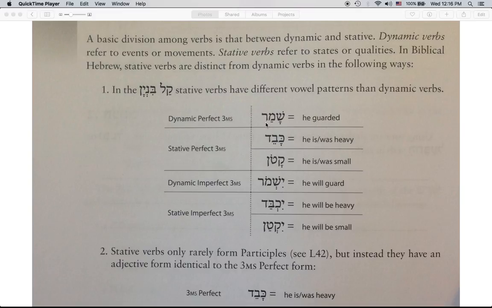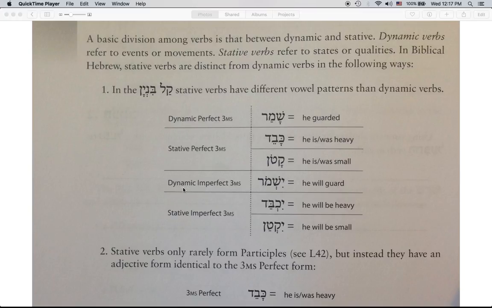So shamar is a dynamic verb, and it means he guarded. This is an action or an event. He guarded. It could be a specific event. Kaved, he is or was heavy. This is a stative verb, and it is a state or quality. Katon, he is or was small. This, again, is a stative verb. It is a quality. So these stative verbs are actually spelled different than their dynamic verbal brethren here.